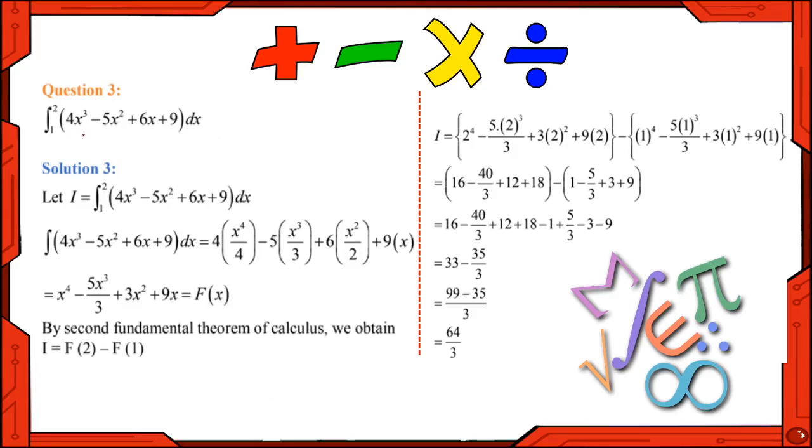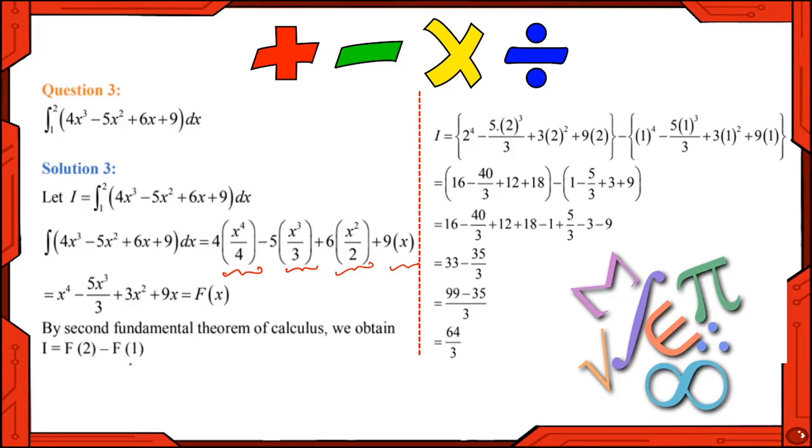Question number 3. Here again, first of all, let's split all the terms. Let's separate all the terms and find the integral of all the terms. So 4 is the constant, x cube is x power 4 upon 4, minus 5 is the constant, x cube upon 3, plus 6 is the constant, x square upon 2, and 9 is the constant, and the integral of 1 is x.